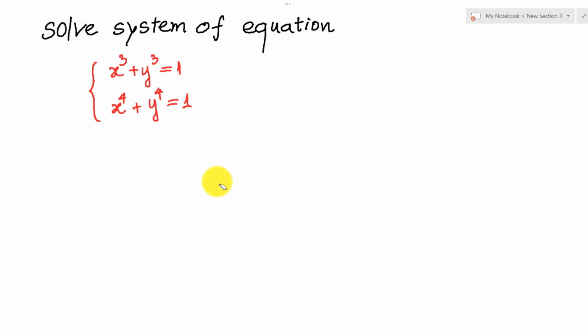Hello everyone. Today I have one exercise on screen. It shows the system of equations: x^3 + y^3 = 1 and x^4 + y^4 = 1.